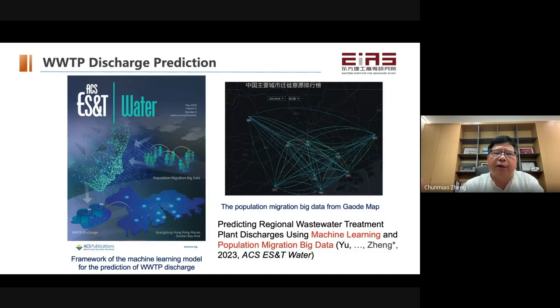Yes, we know some, like agriculture sources. We estimate the fertilizer application, but this particular one is the wastewater treatment plant. There are many of them, and it's very hard to get the data. So we get a few data, and then we use machine learning and big data, like population migration, and then we estimate for all of them. And then we checked several treatment plants. They match up very well. So this is one way to deal with it.